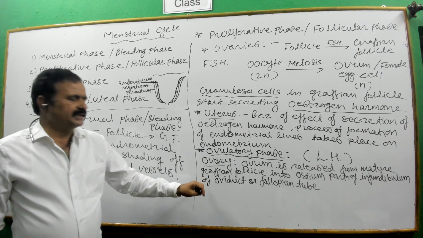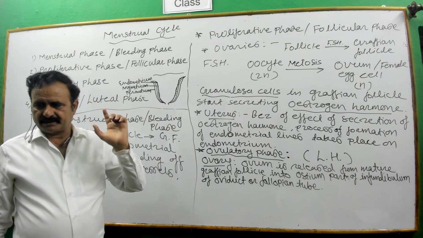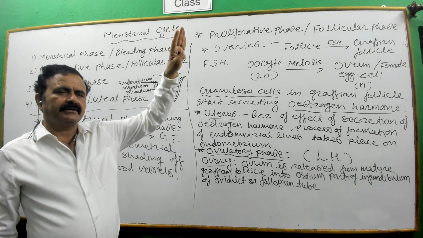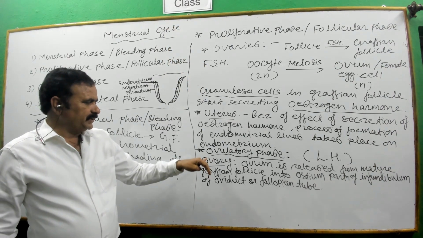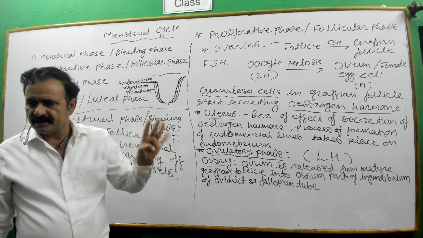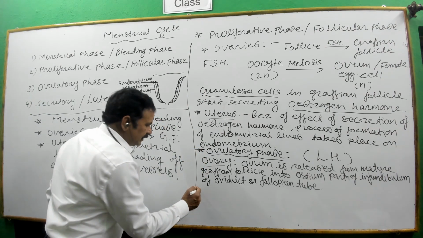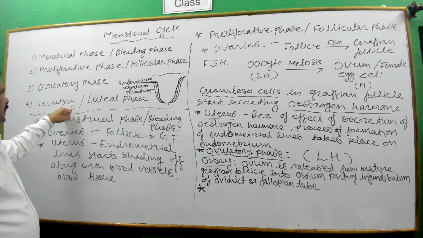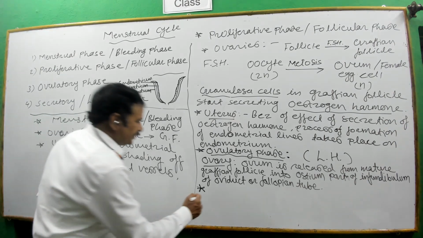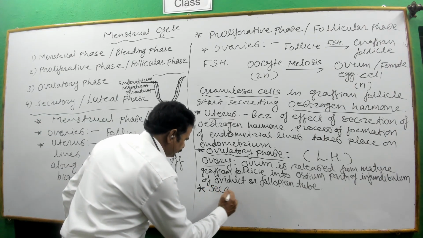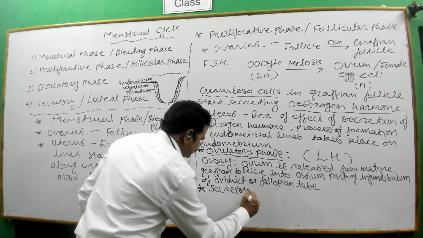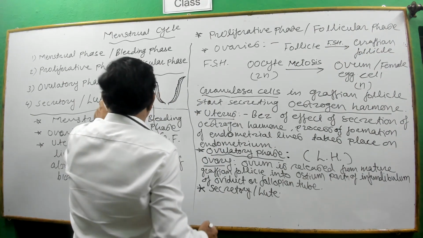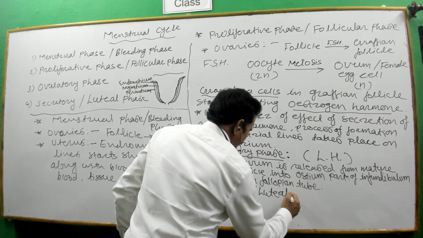Clear? No changes take place in the uterus. Means uterus में क्या होगा? Process of formation of thin layer only will take place. But because of ovulation उसमें कोई change होता है क्या? नहीं. After this ovulatory phase, the last phase of the menstrual cycle starts. It is called the secretory or luteal phase.